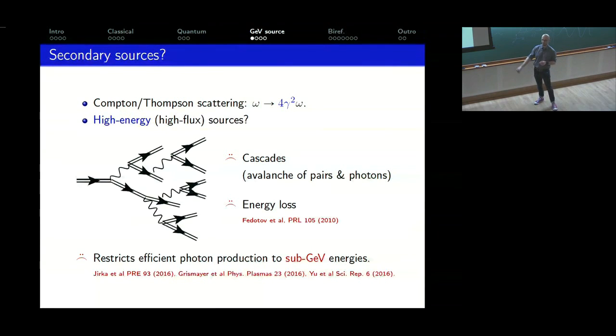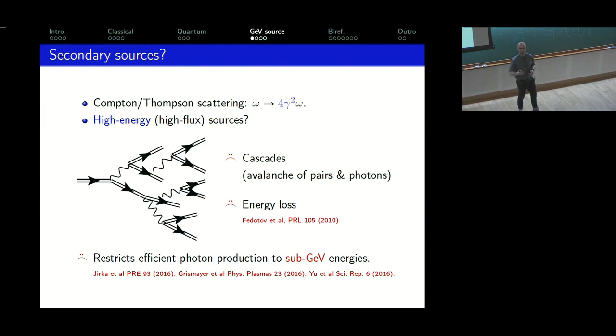What do I mean? Well, let's think about a low-intensity laser first. Take my low-intensity laser and I throw electrons at it. The electrons have some gamma factor, gamma. They will undergo Compton or Thomson scattering in the laser, and they'll emit photons at a typical frequency, which is upshifted by a factor 4 gamma squared relative to the laser frequency. So you put 1 eV photons in your laser, you hit it with electrons with a gamma factor of 10,000, and you get a huge frequency coming out.